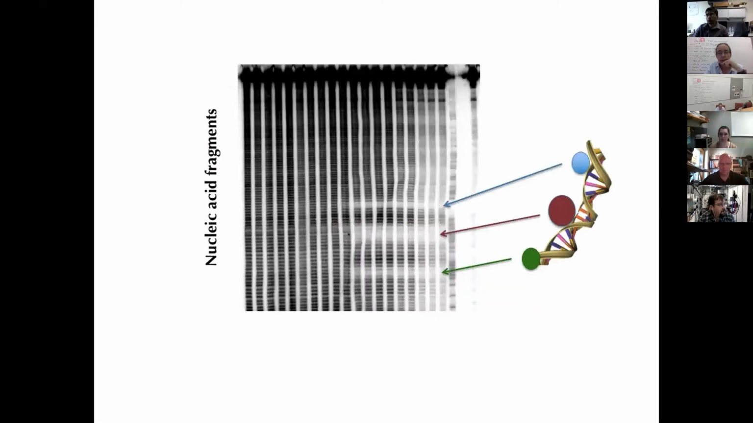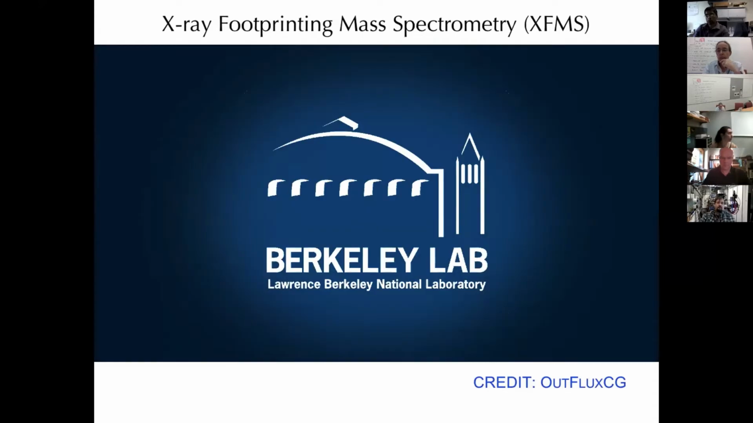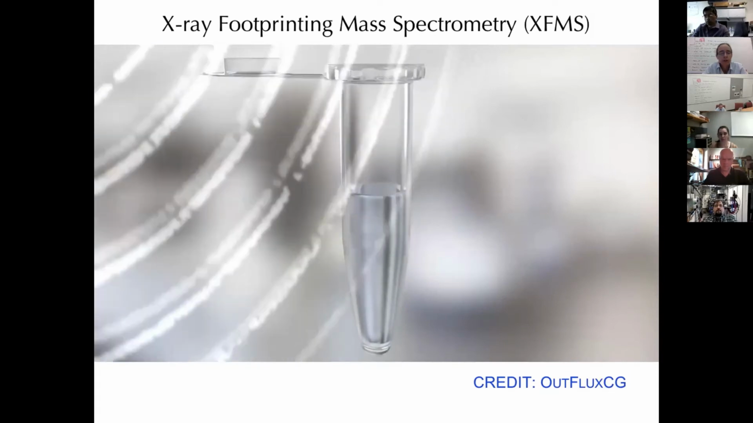So again, in this method, typically what people used to do is they run it out on a gel, and you could very clearly see the pattern of protections along the DNA and figure out the specific areas the protein was binding to the DNA. Okay, so with protein footprinting, essentially the same concept. So I'm going to show you a little video of X-ray hydroxyl radical footprinting.